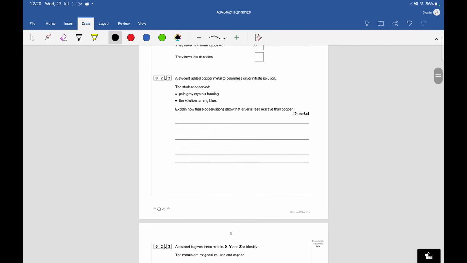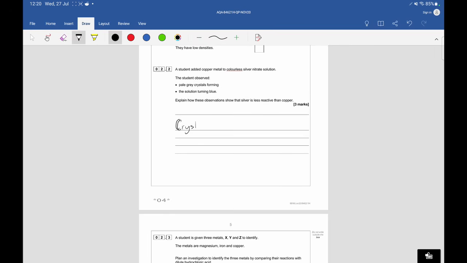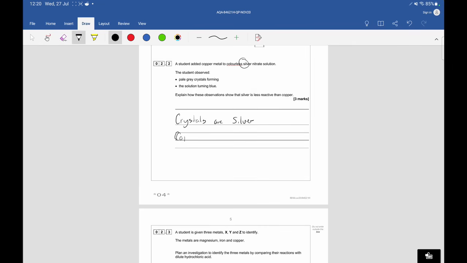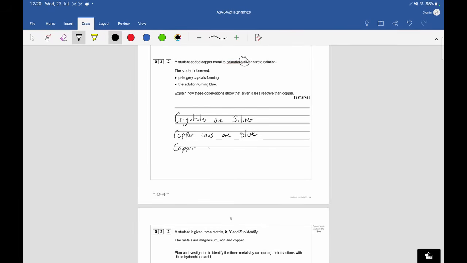Question 2.2 said a student added copper metal to colourless silver nitrate and they observed pale grey crystals forming and a solution turning blue. Well, that pale grey is actually that the crystals are silver. And that's because that silver in the silver nitrate is being displaced by the more reactive copper. So the copper ions are blue. And this happens because copper displaces silver.